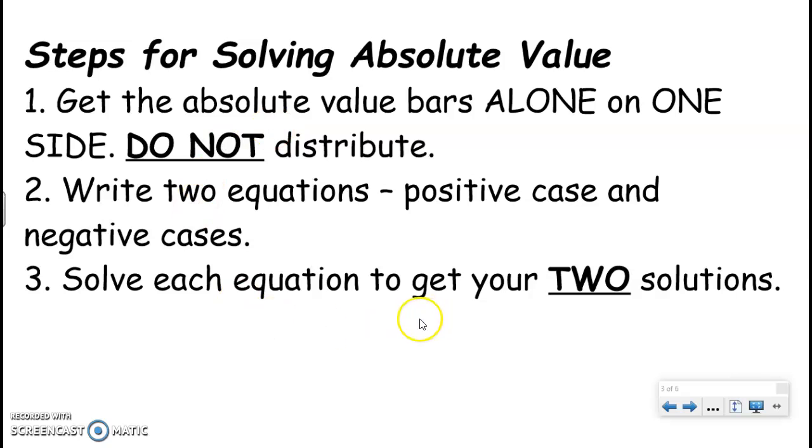In your notes, there are steps for solving absolute value equations. The first step is to get the absolute value bars alone on one side. Do not distribute. That is the most common mistake that we see. Then you're going to write two equations like we did yesterday, one positive case and one negative case, and then you're going to solve each equation to get two solutions. Do not forget you should have two solutions if you have two absolute value bars.